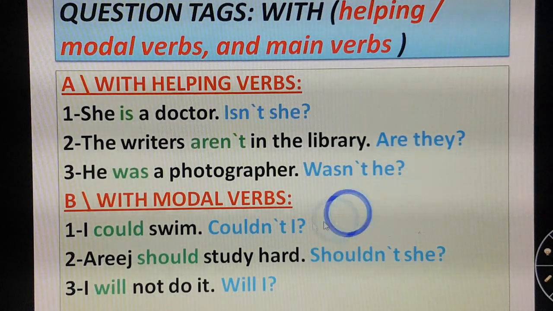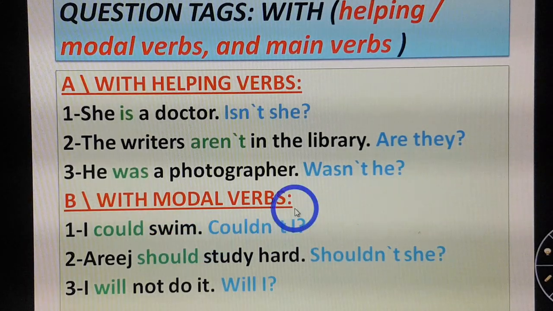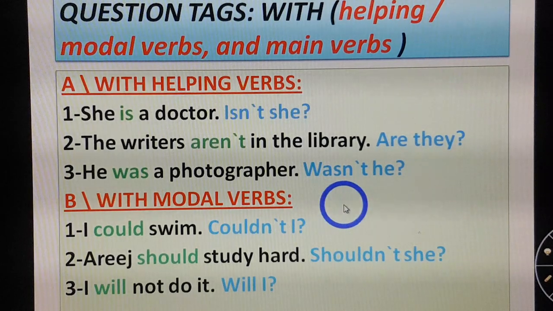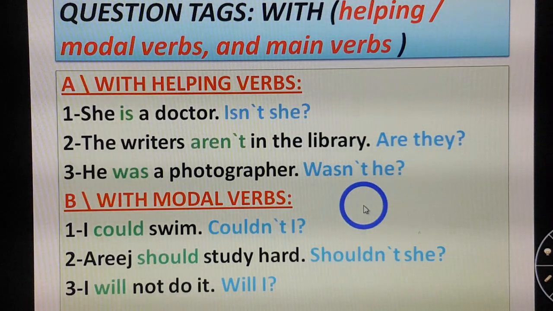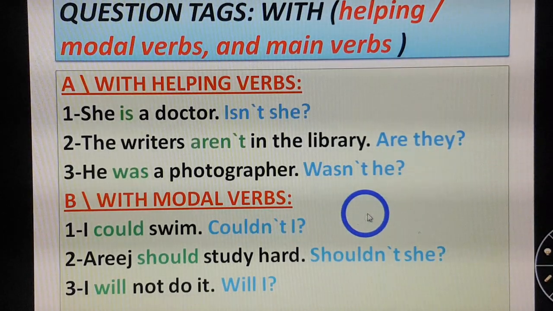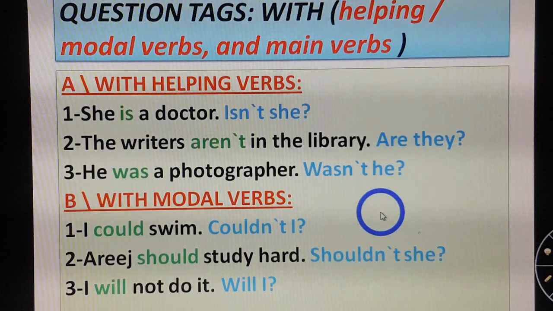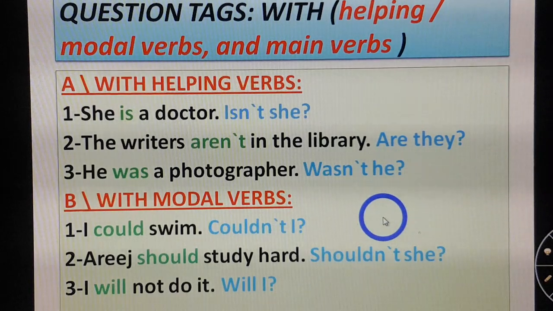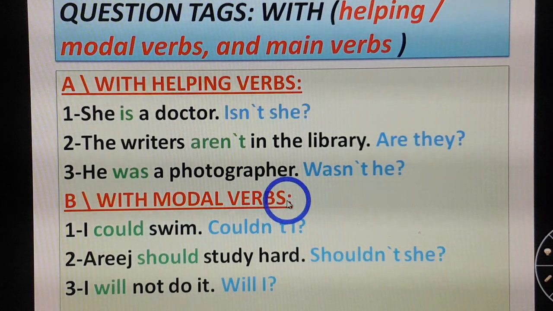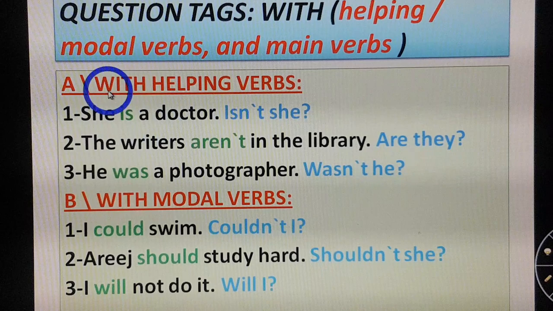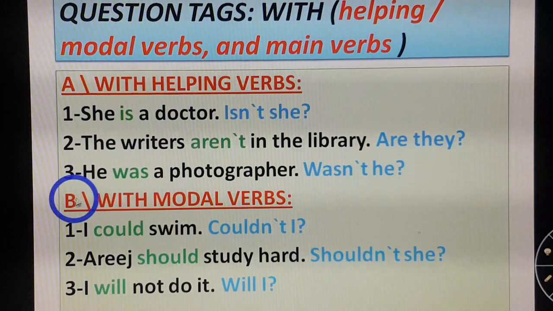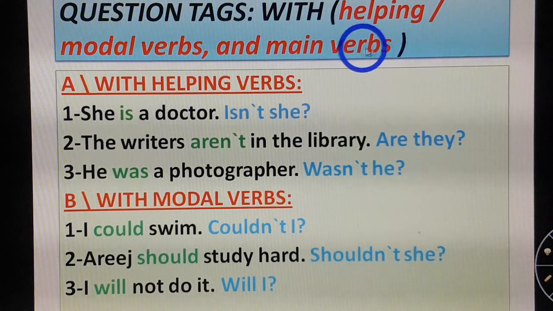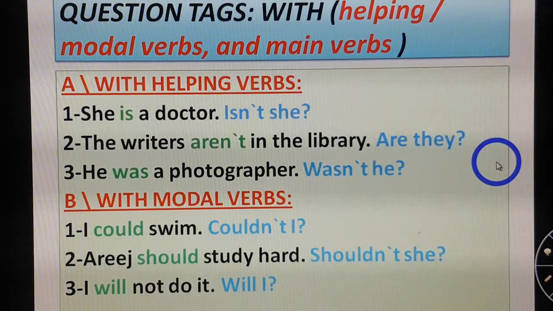وهذا اللي أنا شرحته قبل فترة لما قلت إنه الماي والمايت تفيد الاحتمالية والإمكانية، لكن لما تحولها إلى سؤال راح تفيد الاستئذان والطلب. ولذلك they are rarely used. نادر إنه تستخدم مع الـ question tag، فقط الماي والمايت اللي تخص المودل verbs. إذن هذا النوع الأول with helping verbs، النوع الثاني with modal verbs، نجي للنوع الثالث اللي هو main verbs. Main verbs.